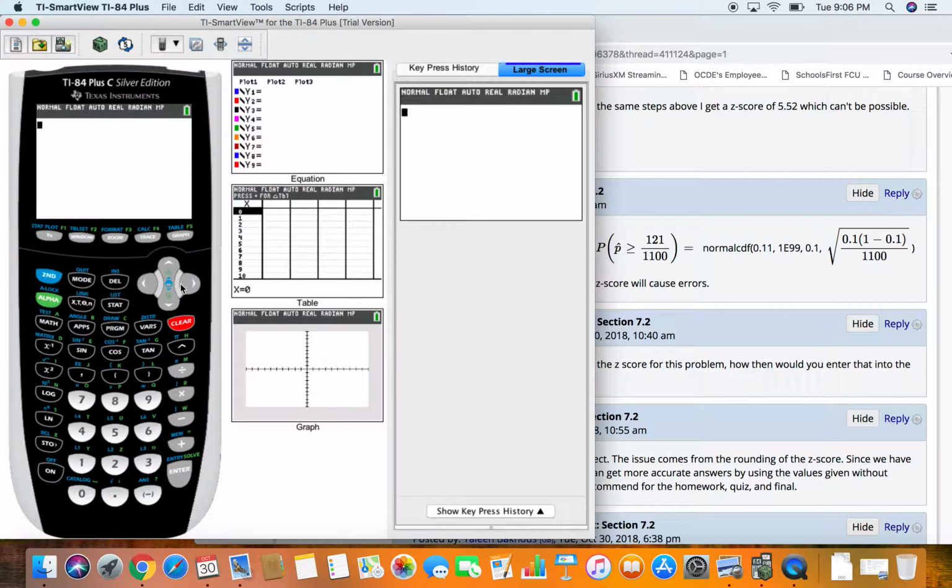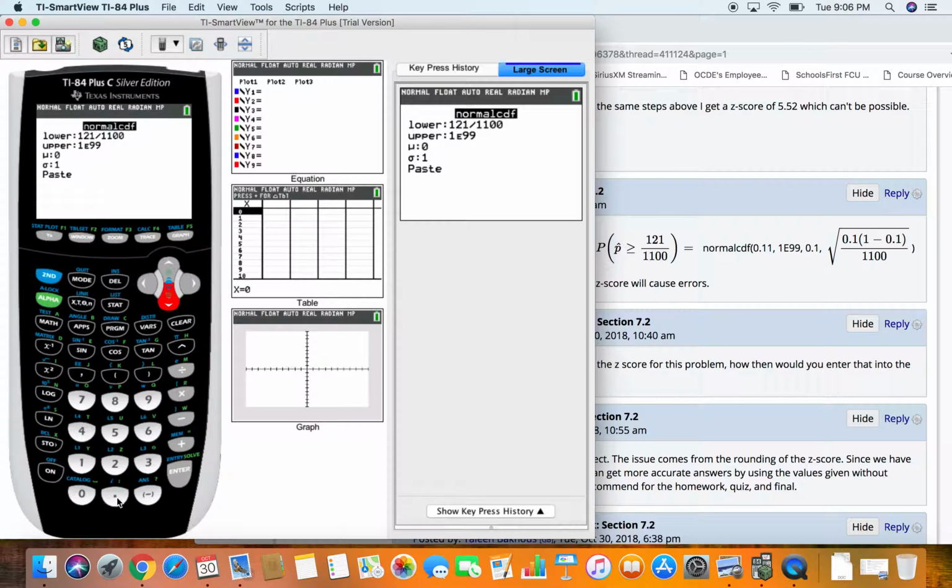I'm going to enter this into my calculator now by hitting second bars to get to the distribution menu and choosing normal CDF. In this case, our lower bound is going to be 0.11 or 121 divided by 1100. Our upper bound will be 1e99.